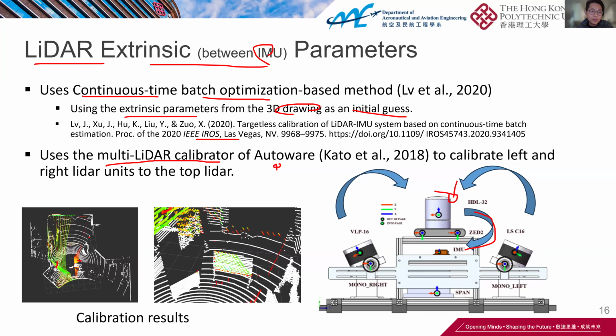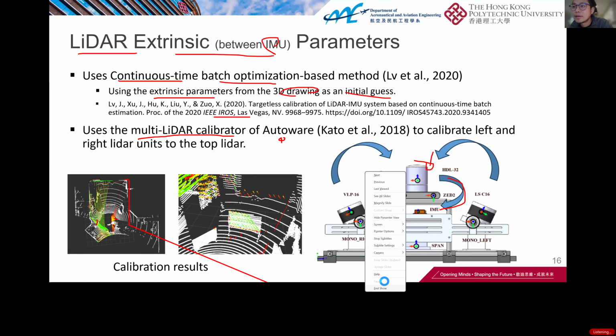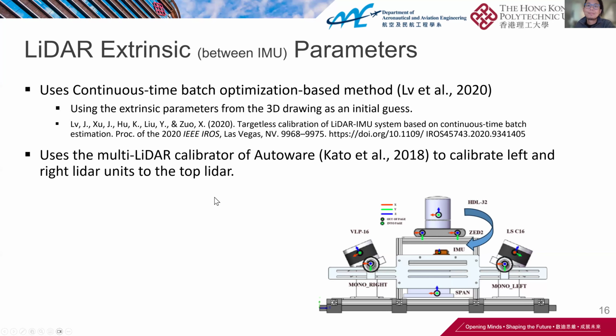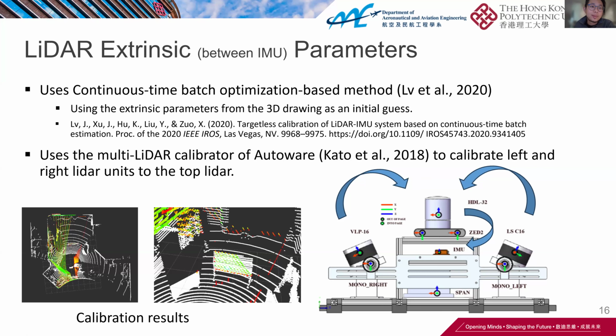After we make this calibration, you can see the point clouds, this is from the left, this is from the right, and this is from the top. Excuse me. Let me do this again. I'm sorry. As you can see, the point clouds from the left and from the right are aligned really well together. So this is how we do the calibrations for LiDAR.